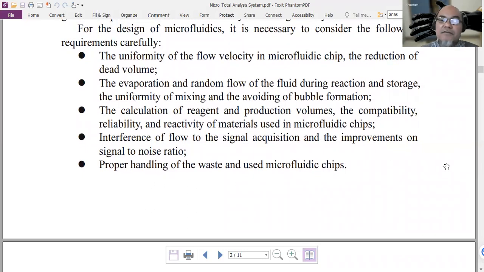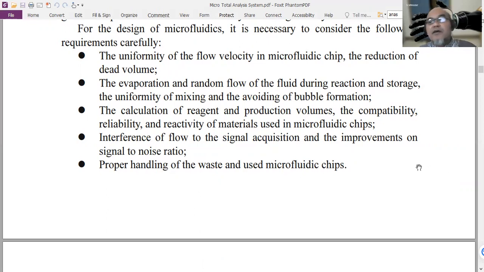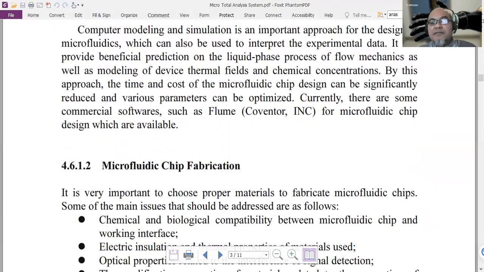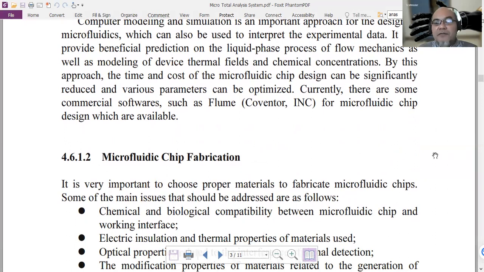Yeah, the idea of making it small is, of course, so that you don't need a large volume of sample. Then you also have a smaller amount of analytes required, which means we lower the cost of the analysis. That is the idea of micro-total analysis system, or lab on a chip, or microfluidic chip.